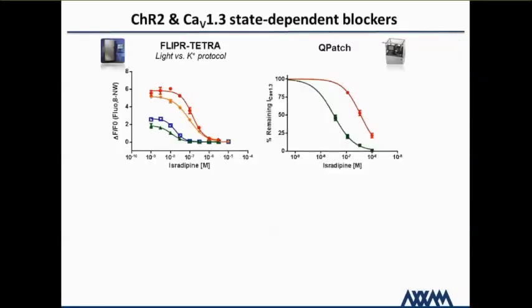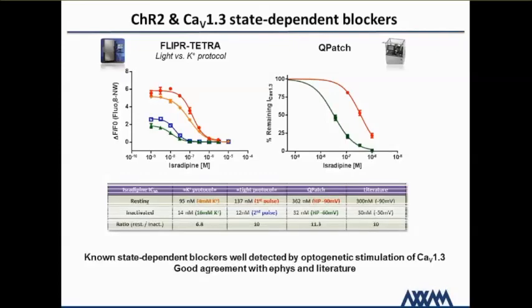We can very well validate our light protocol by using known state-dependent blockers of Ca1.3, such as the isradipine compound. The pharmacology obtained with the repetitive light protocol was very well consistent with literature data and also with patch clamp experiments where channel states are modulated using different holding potentials. The signal obtained with the light protocol showed robustness and performance definitely comparable with the classical protocol of membrane voltage modulation by potassium challenges, thus fulfilling all the requirements for a reliable and miniaturizable cellular assay.